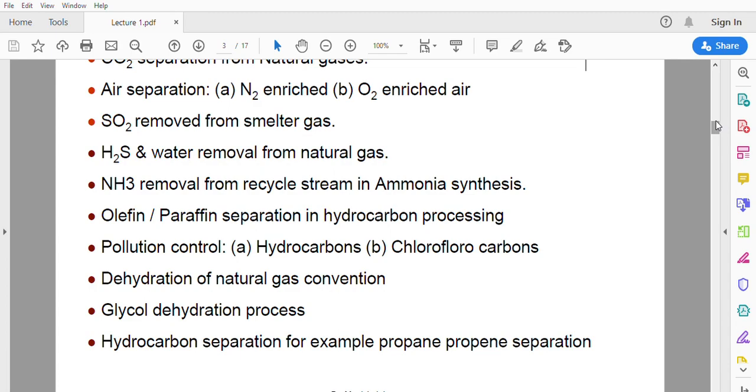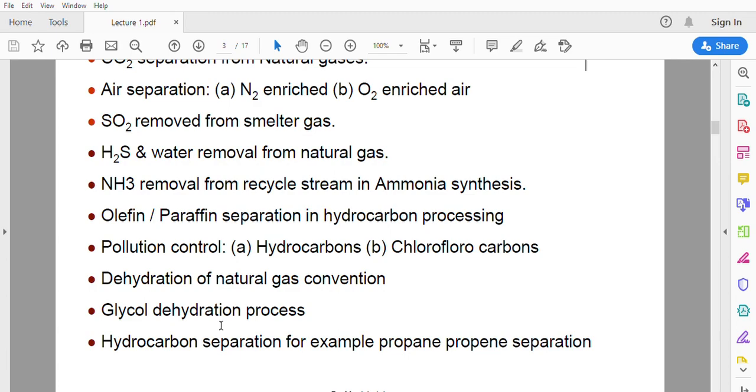We can also use this process for separation of hydrocarbons and chlorocarbons from the flue gases. If the flue gases or exhaust gases contain unburned hydrocarbons or chlorofluorocarbons, they can be separated out by using this process. Next, this is a repeated step: dehydration of natural gas. So we can remove the water from the natural gas. I already told you.